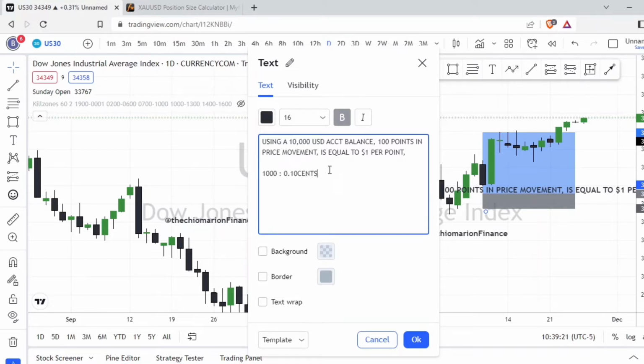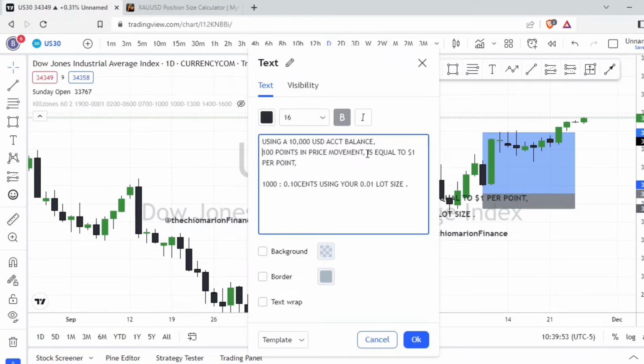0.1 cents. So either way, using your 0.01 lot size on a $10,000 account balance, and your stop loss is somewhere around 100 points, that means you're willing to lose $100. Vice versa, whether you're buying or selling. So that is that for that.